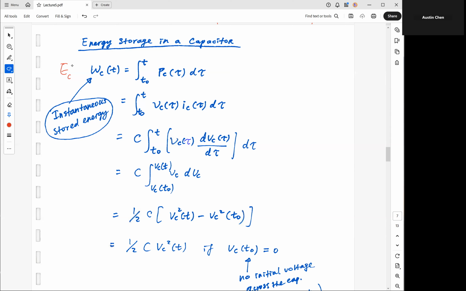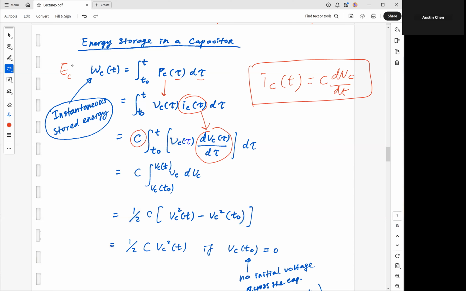So energy is equal to the integral of power with respect to time. Instead of using t, I use tau over here as a dummy variable. And power is equal to V times I, or I times V. Then we also know from earlier that IC is equal to C dVC over dt. So you see that this important expression keeps showing up many times already. So we have IC, and this can be replaced by C dVC over dt.